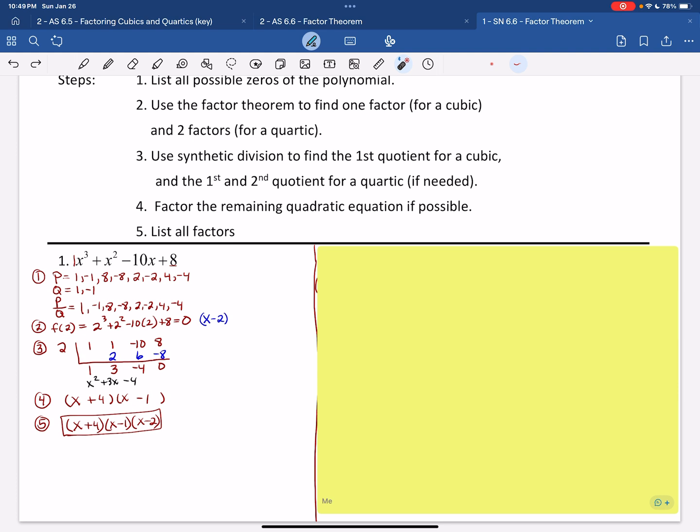Okay, so now what I want you to do is go over to example number 2. I want you to pause the video. I want you to then do number 2. When we come back, I'll get this yellow circle away and we'll see if you got it right.